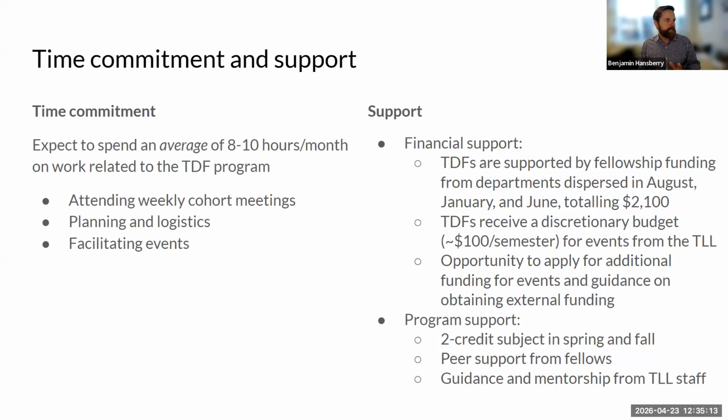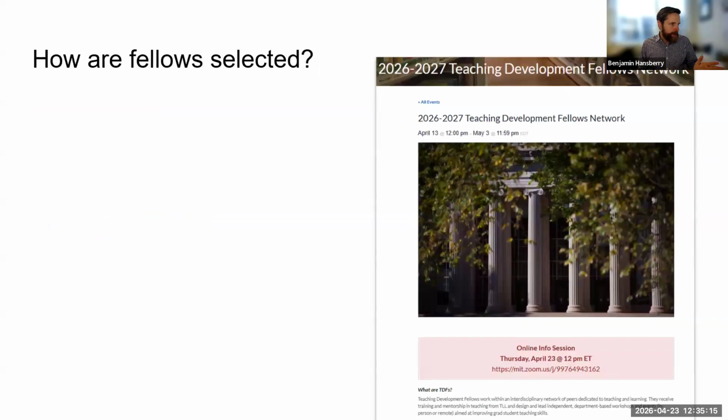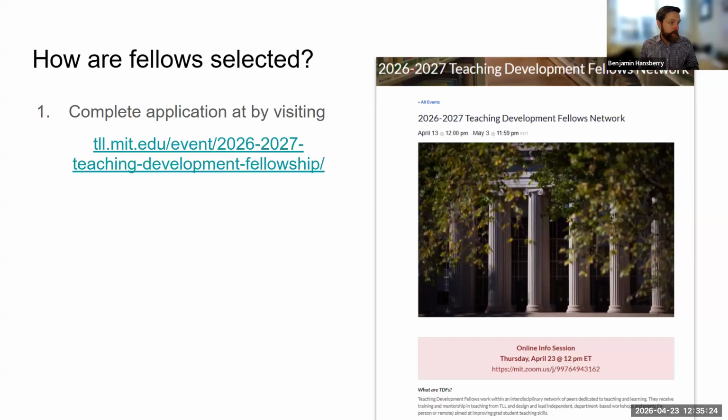Okay, so that's the details of the program. I think it can be helpful, I just want to share the process by which fellow selection occurs. So the applications are open now, and you can complete an application by visiting the website where you found this Zoom link. Once the applications are completed, I do an initial screen just to make sure that there aren't any applications that are for some reason not eligible to even be reviewed.